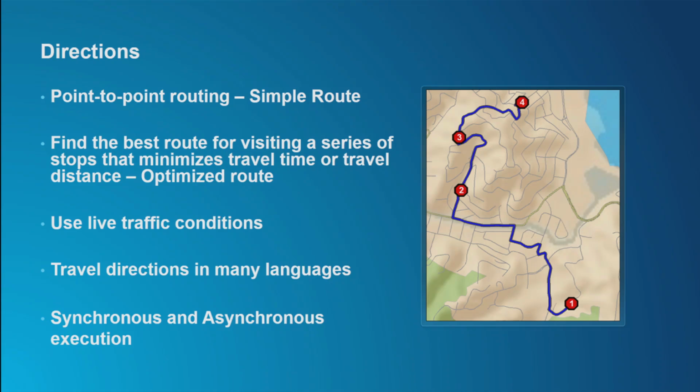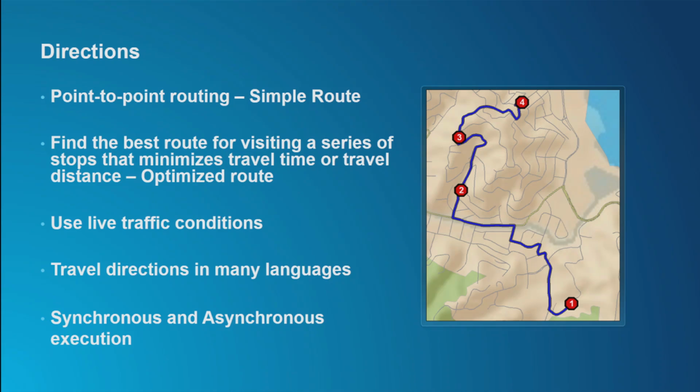Now, along with optimizing the sequence, with either mode, simple route or optimized route, you can use live traffic conditions. So you can say, find me a route that honors the current live traffic conditions, or it's based on predictive traffic, or it's based on traffic as observed on a typical Monday at 8 a.m. So all those capabilities are available.